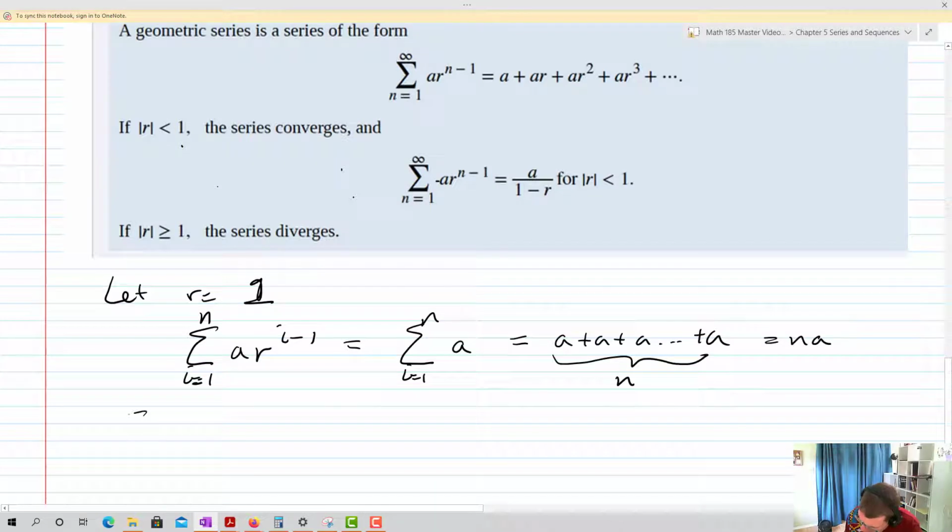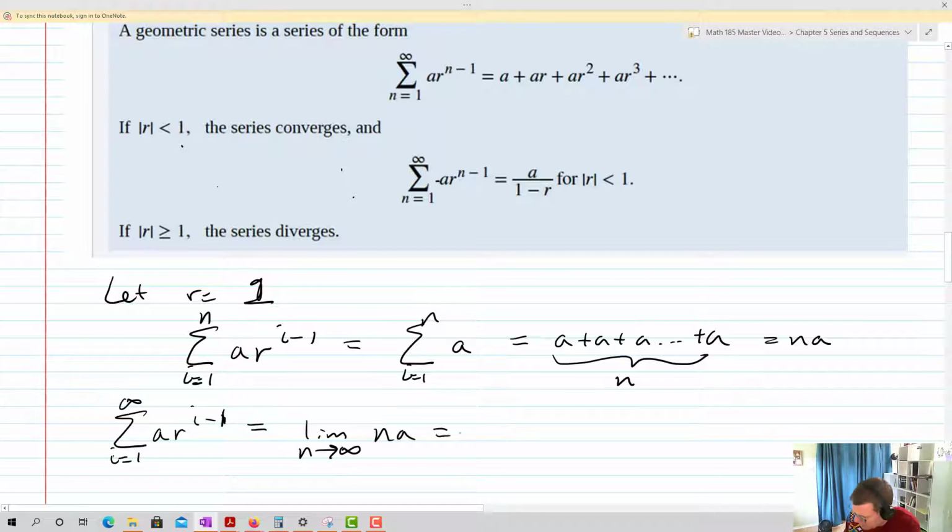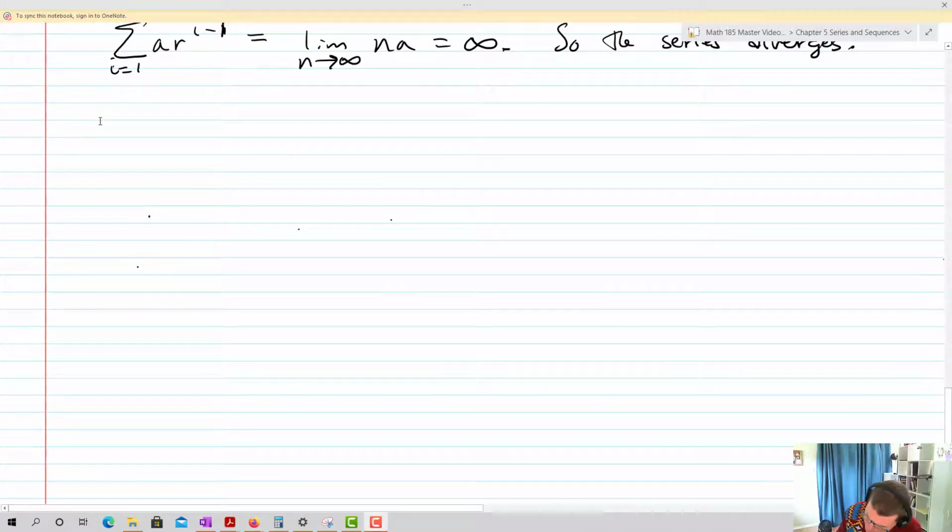Now, to find the infinite sum, I'm going to say the sum i equals 1 up to infinity of a r to the i minus 1 is going to equal the limit as n goes to infinity of n a, which is equal to infinity. So the series diverges. That is not an actual number, that is infinity, so the series is going to diverge. That's what that means. That means divergence. So the series diverges. So let's consider, let's let r not equal 1.